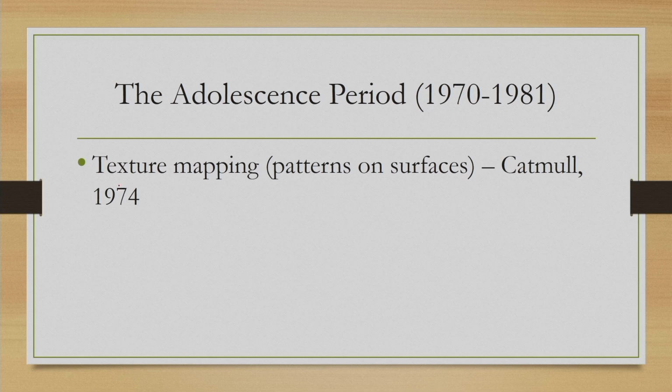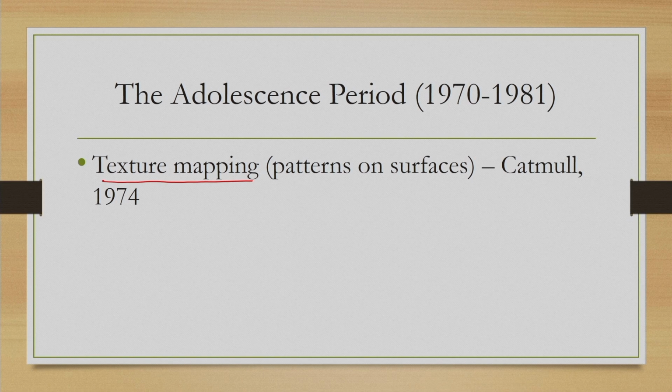Apart from that, another thing took place, that is the development of texture mapping techniques. Now, texture is basically patterns that we get to see on the surfaces. So, if we can impose textures on our artificially created object surfaces, then definitely that will lead us to a more realistic image representation, and that development took place in this adolescence period. So, the first work was done by Catmull in 1974, first notable work.